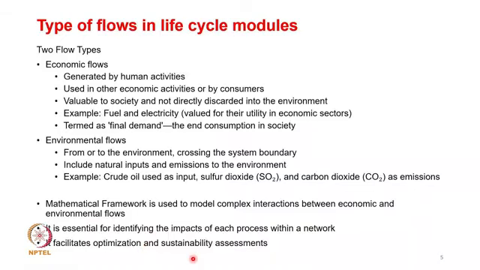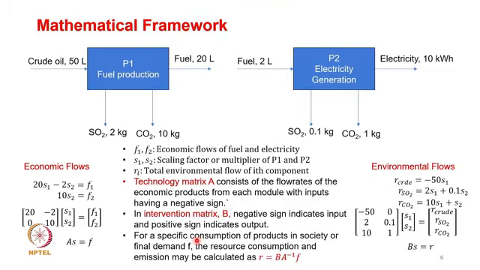And once this is done, we can actually identify the impacts of each process in a network, because something is being consumed, something is being sent to the society or boundary, and it is also going back to the environment. This interaction helps you to identify the process details, and this also facilitates optimization and sustainability assessment. This is what we are going to look at over here.